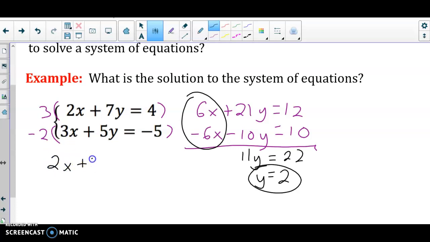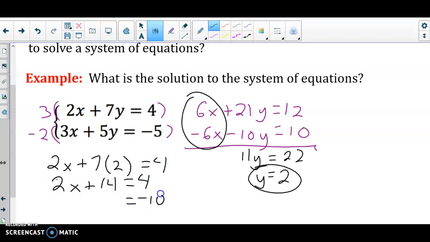2x plus 7 times, and that y value we now know is 2, equals 4. So I'm looking at 2x plus 14 equals 4. Well, subtract 14 from both sides, I'm looking at -10, so x equals -5. So my ordered pair will be -5, 2.